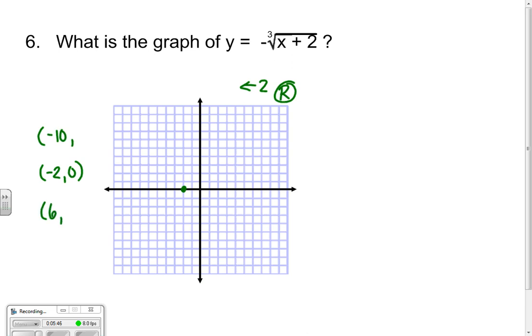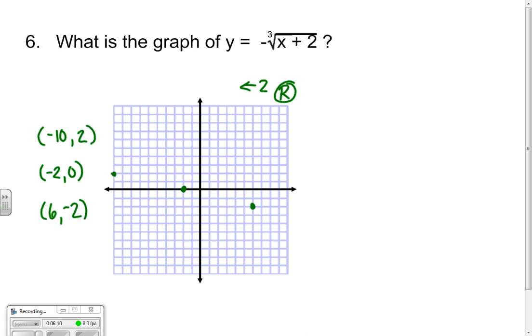So let's do the +6 first. 6 plus 2 is 8. The cube root of that is 2, but there's a negative in front. So this graph, 1, 2, 3, 4, 5, 6, actually ends up in the fourth quadrant. If I put a -10 in, -10 plus 2 is -8, and the cube root of that is -2, with the negative out front, turns positive.